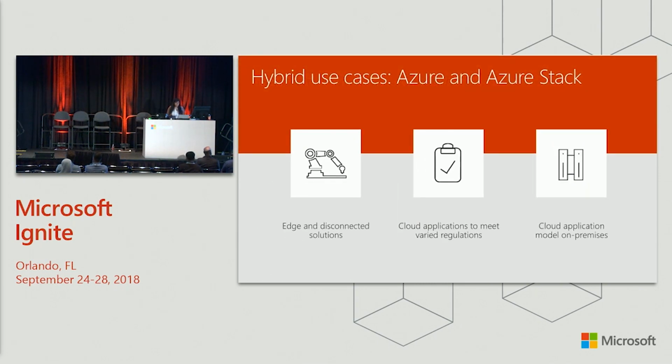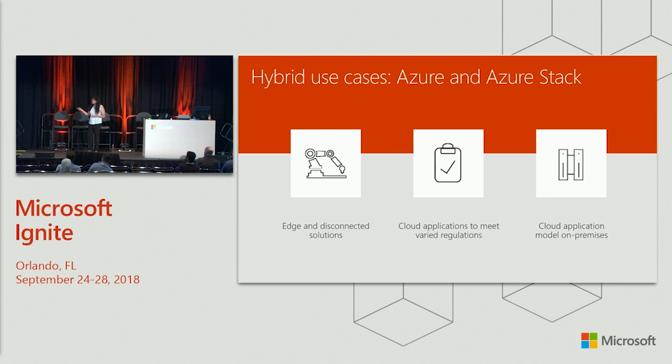I'd like to start off by talking about some of the hybrid use cases very briefly. The 3 hybrid use cases that you think about when you talk about Azure Stack is 1, edge and disconnected solutions. This is typically maybe on a factory floor or a mine shaft when you don't have connection to the internet all the time, but you still want the power of Azure in your own data center. The second is cloud applications to meet varied regulations. This I typically see in either financial institutions or governments where they have a lot of regulations to meet, and they're maybe not as comfortable with the public cloud yet, and they really want the power of Azure still in their data center, so Azure Stack again.